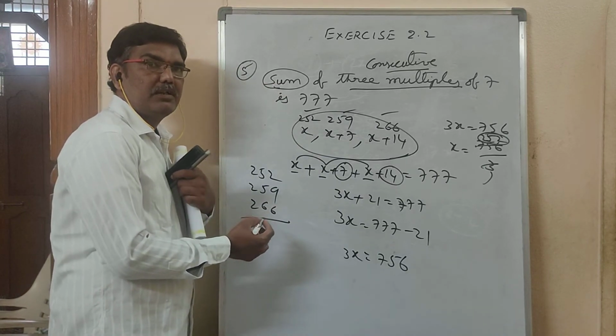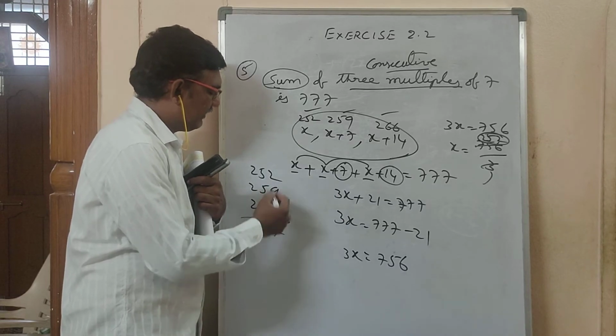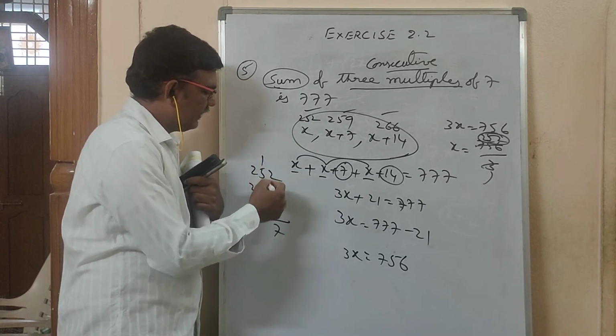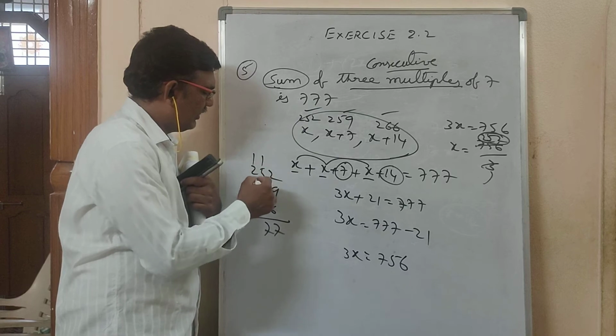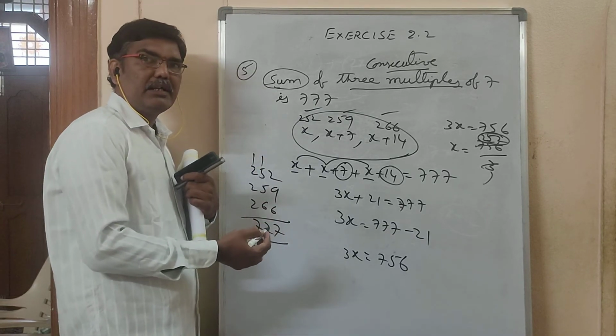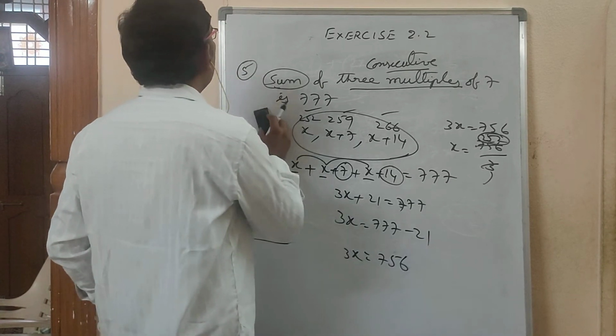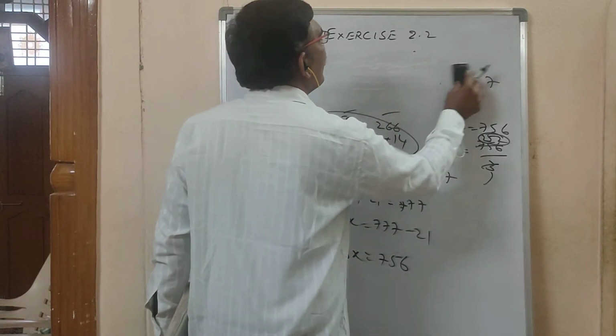By doing addition, 9 plus 6 is how much? 15. 15 plus 2 is 17. 7, 1. 5 plus 5, 10 plus 1, 11 plus 6, 17, 7, 1. 3 2 is 6 plus 1 is 7. By adding these three, you are getting 777. Okay. Now, we will go for next problem.